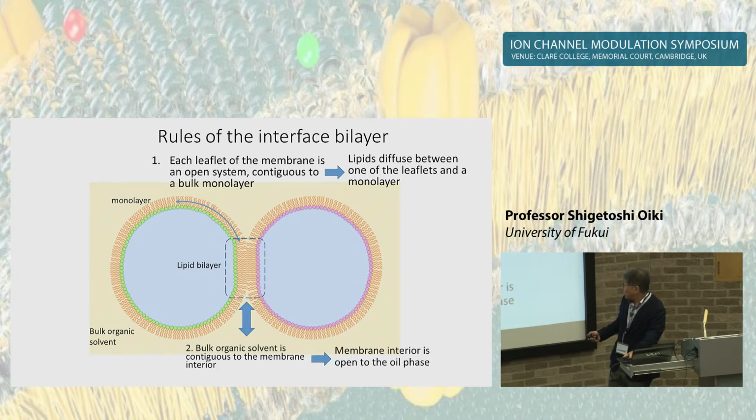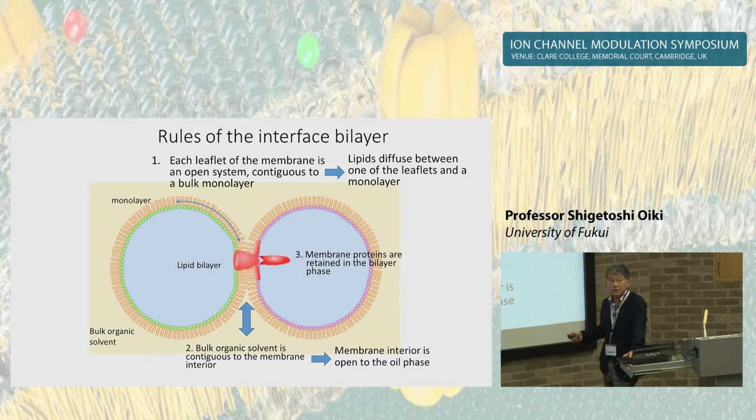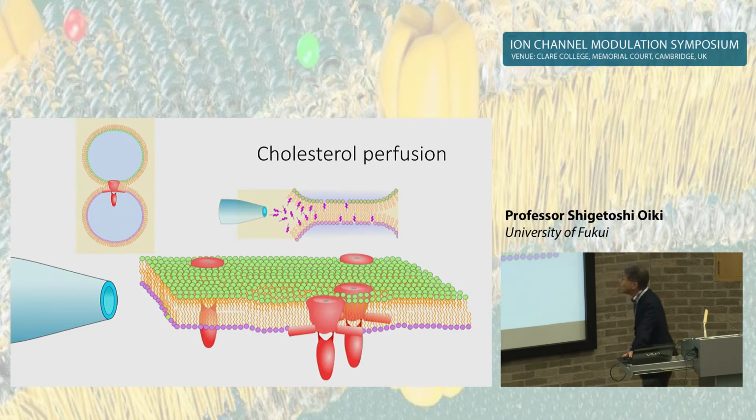And also, the membrane lipid or integral membrane protein can diffuse on the bilayer, but it is restricted in the bilayer, and never moves to the monolayer. These three rules are very important to do the next experiment.